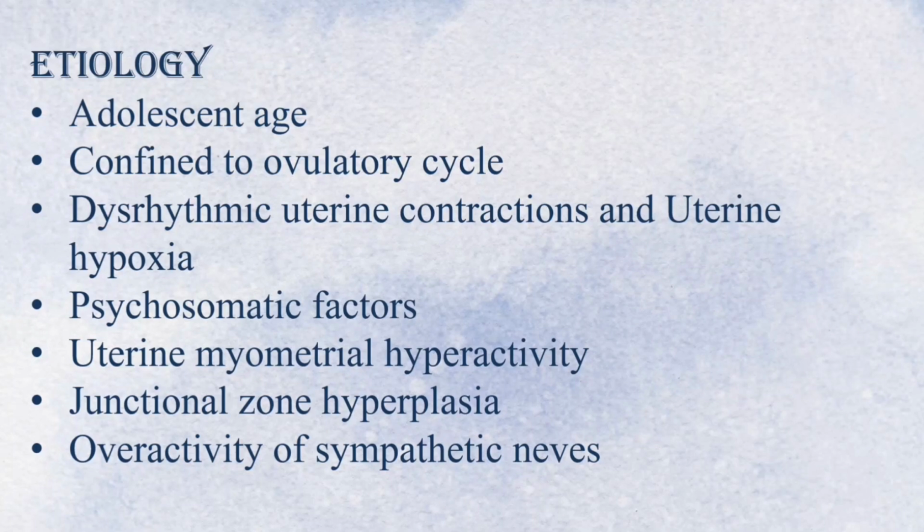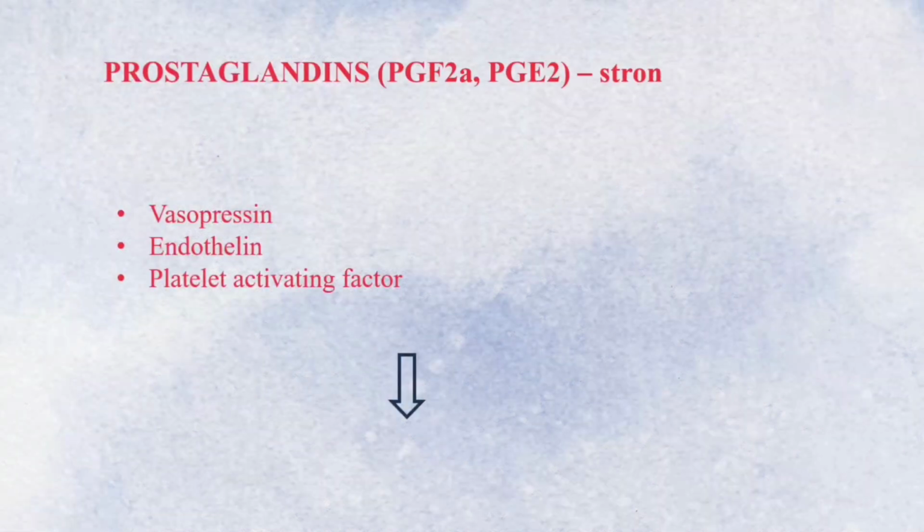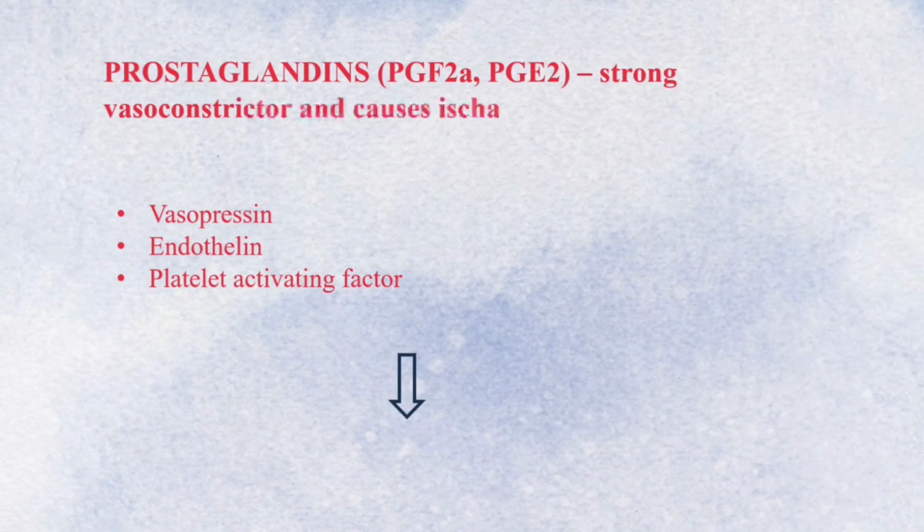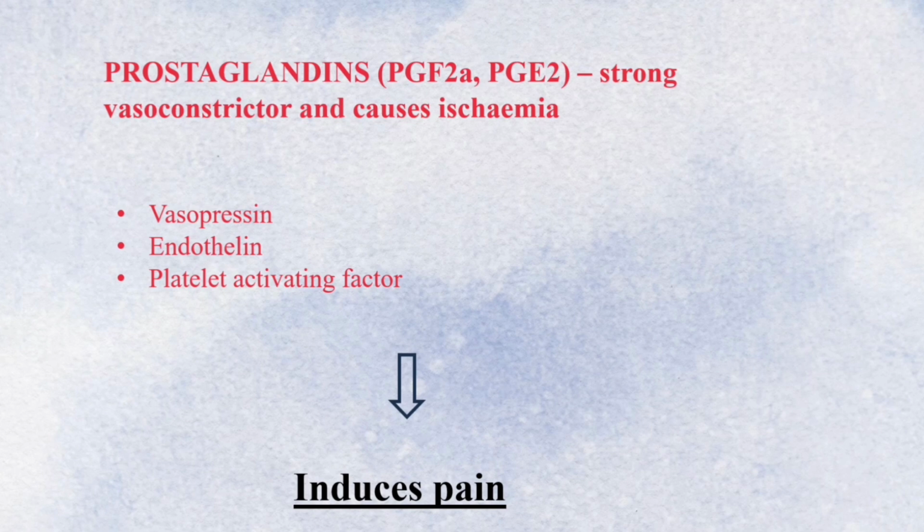Psychosomatic factors: uterine myometrial hyperactivity, junctional zone hyperplasia, and overactivity of sympathetic nerves, which will lead to hypotonicity of the junctional zone. Junctional zone is the inner third layer of myometrium which is in contact with endometrium. Prostaglandins like PGF2 alpha and PGE2 are strong vasoconstrictors and cause ischemia. Vasopressin, endothelin and platelet activating factors induce pain.